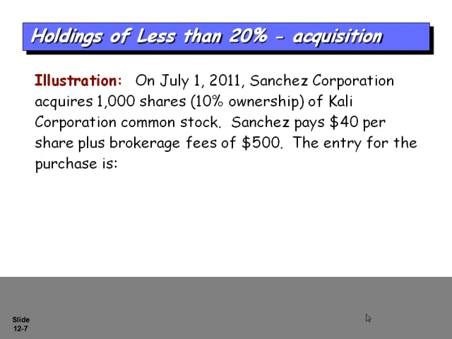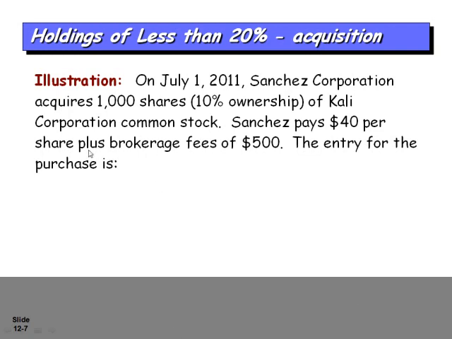So let's take a company. The Cayley Corporation acquires 1,000 shares, 10% ownership. So that's a big flag right there. They're telling you it's less than 20%. You will be using the cost method. Cayley Corporation pays $40 a share plus brokerage fees of $500 plus.